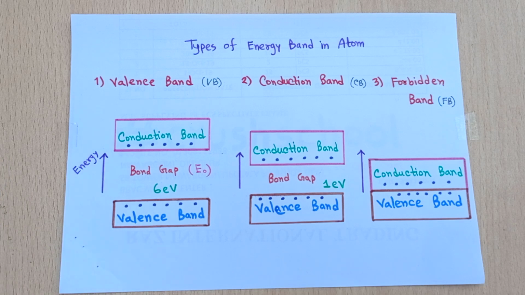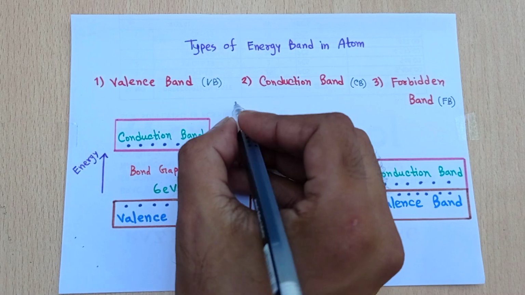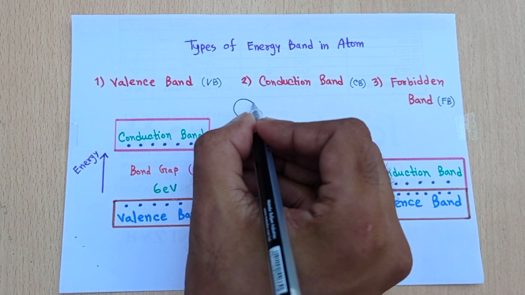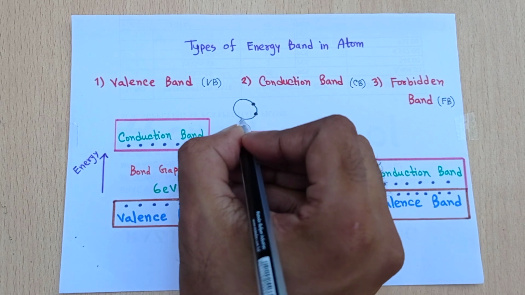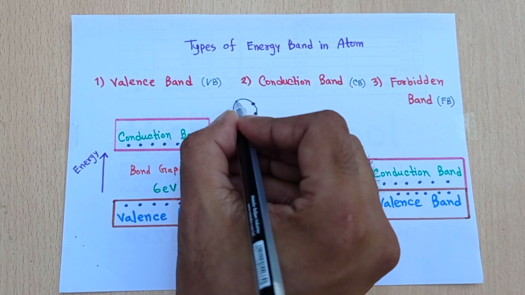And here in the atom, as there are several electrons at the outer shell, there are three types of energy band working among those electrons. So the first one is the valence band. What is actually the valence band? When you see this, there is an outer shell of the atom and there are several electrons in the outer shell.